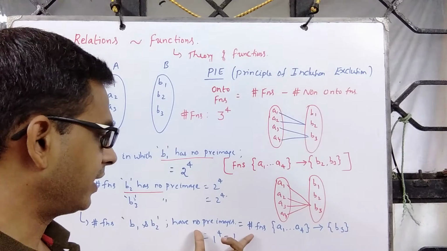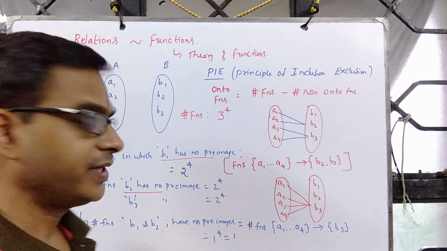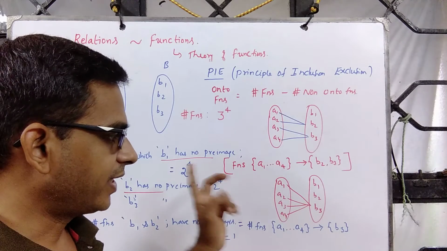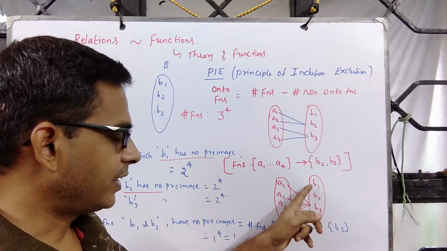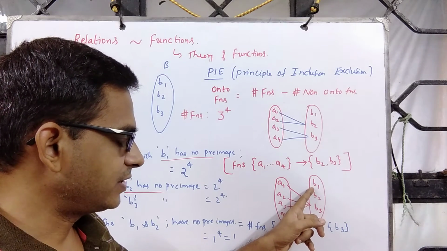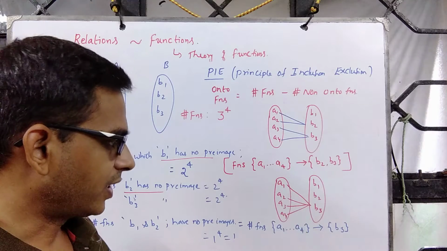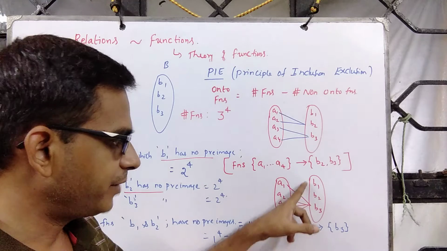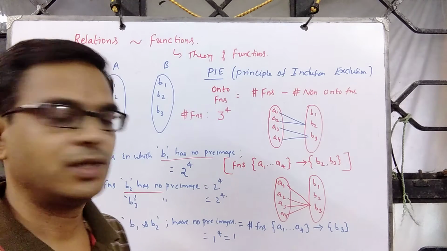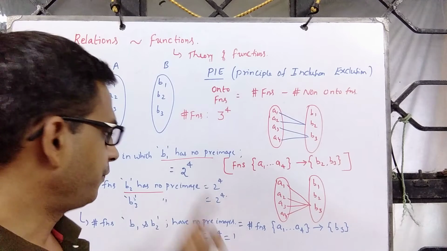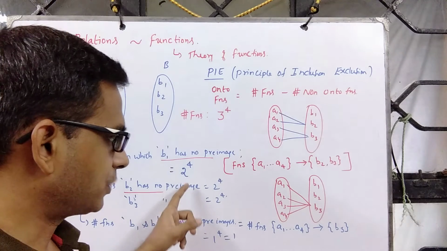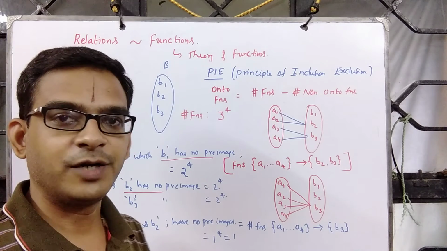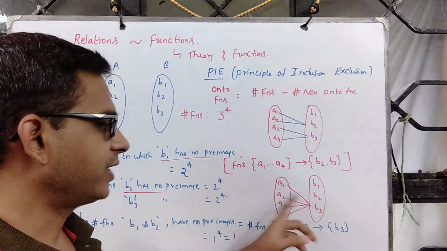Which means when we look at this, the count has to be subtracted. So one function is counted at 3 places. One as part of functions in which B1 has no pre-image, again as part of B2 has no pre-image, again as part of both B1 and B2 have no pre-images. So it should be counted only once. So we add these two, so 1 plus 1, 2, and subtract this function. So that 2 minus 1, we get 1, which means this function is counted only once.